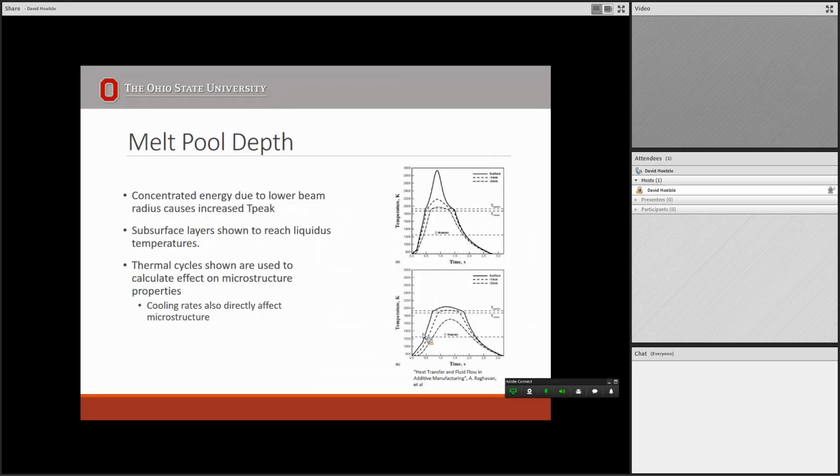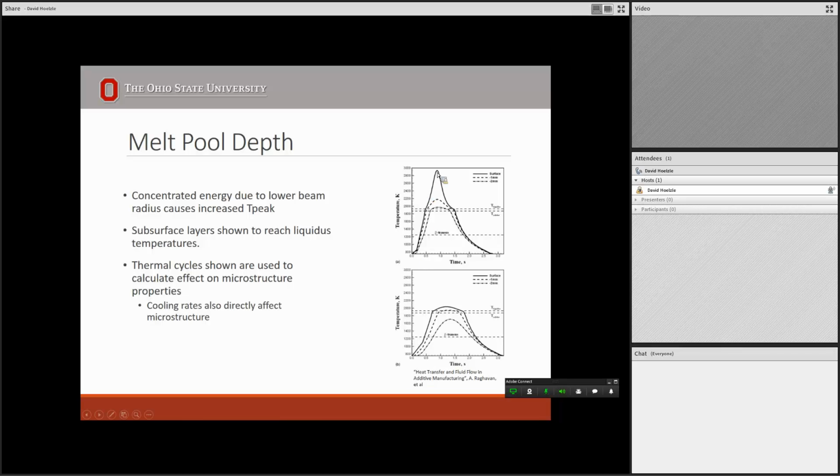Quick note on the cause of this. As I mentioned, the laser beam radius, the smaller value, had the deeper melt pool depth. This is due to a concentration of the energy, which causes an increased peak temperature. And you can see in these plots on the right here, I'll talk through them real quickly. The top plot is the smaller beam radius, so the higher density.